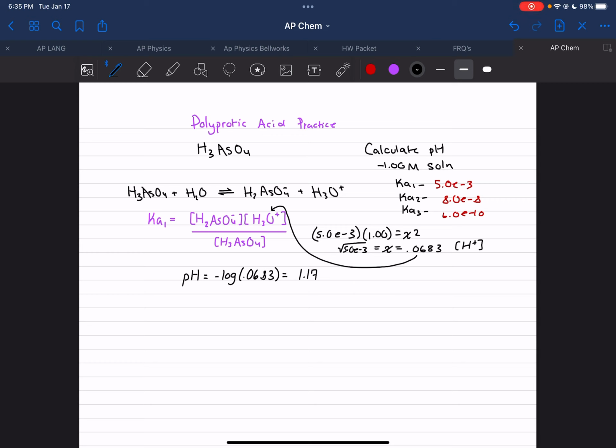The reason that I'm not necessarily writing down the Ka2 and the Ka3 reactions is that the dissociation constants for the Ka2 and Ka3 are so small, when I find these x's, which are going to account for my H3O pluses, and I add them to my overall pH, it's really not going to change. And two, the idea of pH.